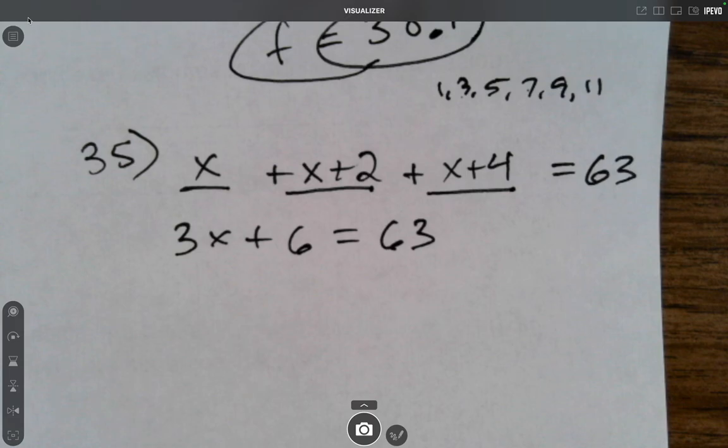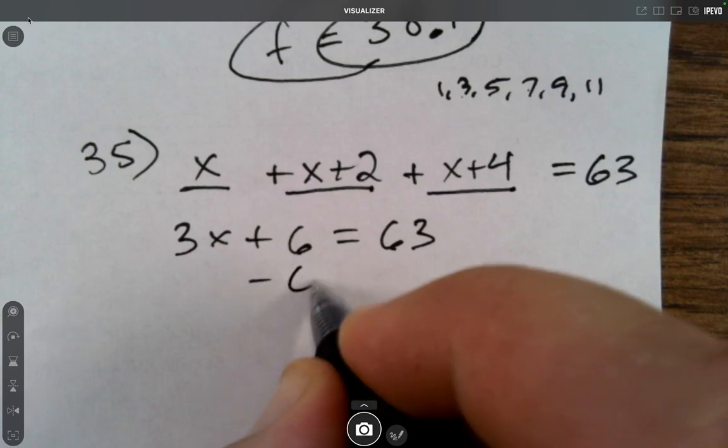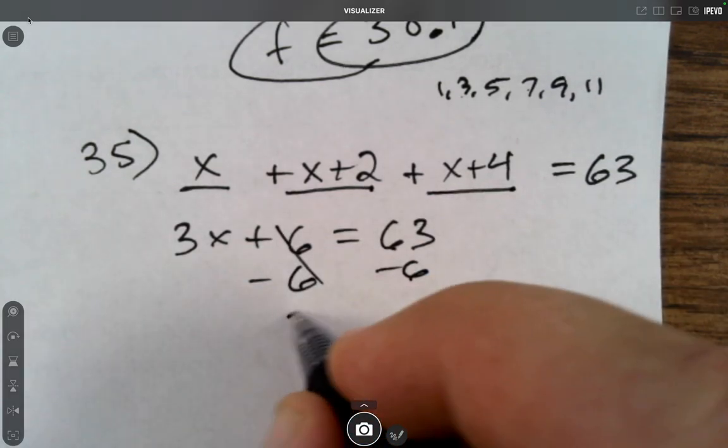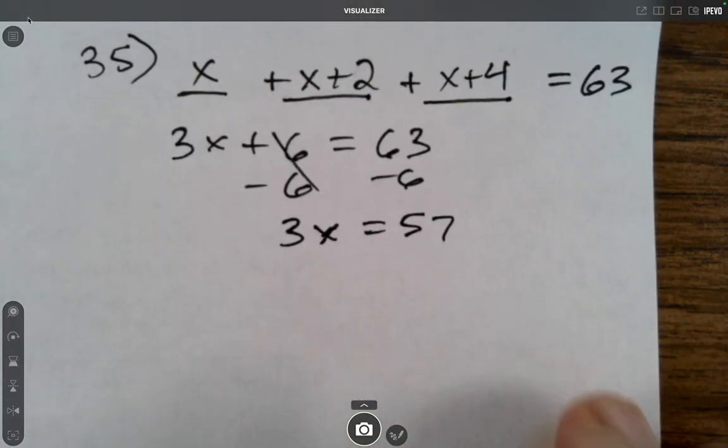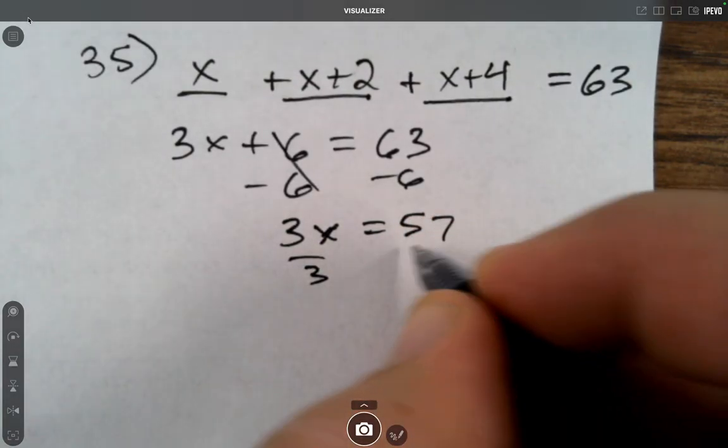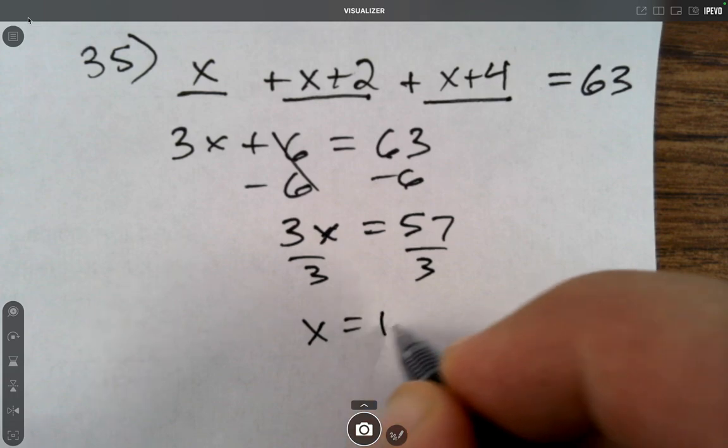Give me 1 second. Something seems strange here. 3 consecutive. Okay, this is good. Oh yeah, we're good, we're good. I was overthinking. Okay, so we subtract 6 from both sides. We get 3x equals 57. Then we divide both sides by 3, and we get x equals 19.